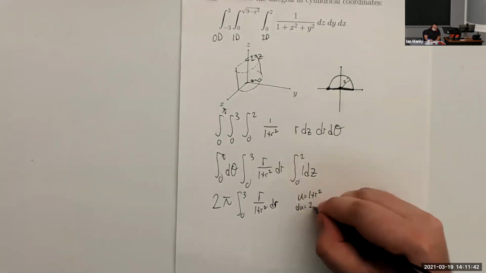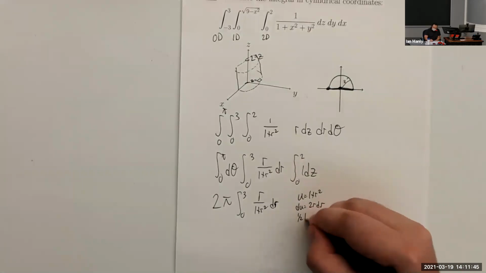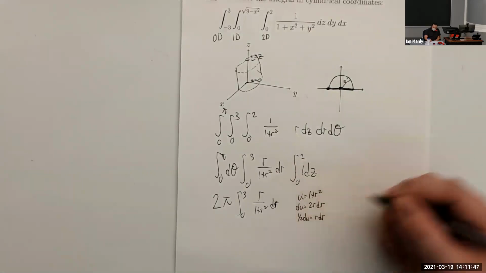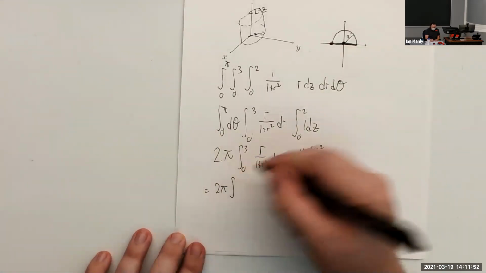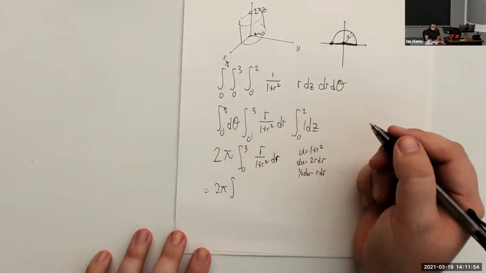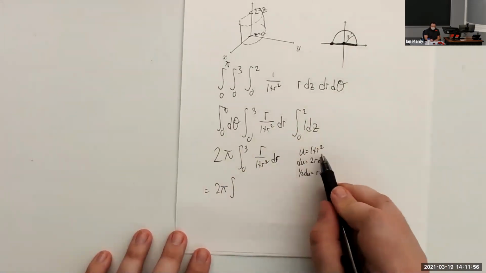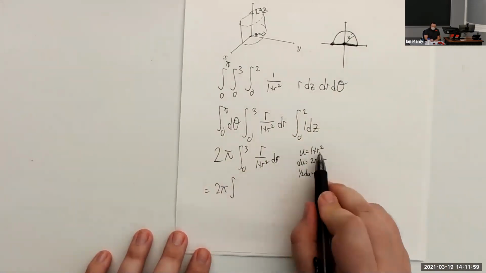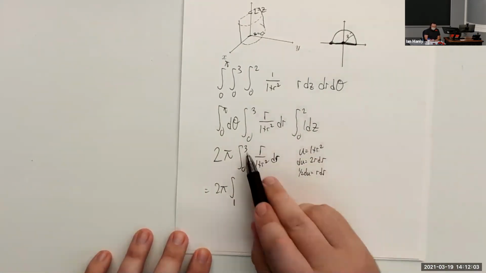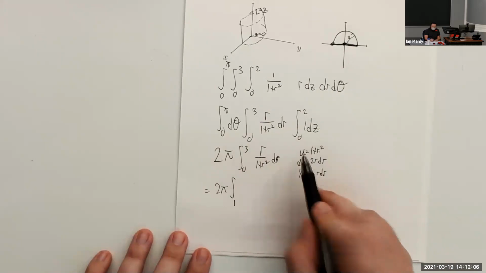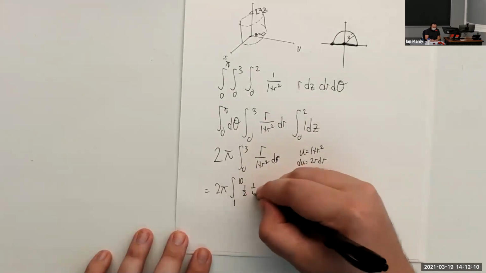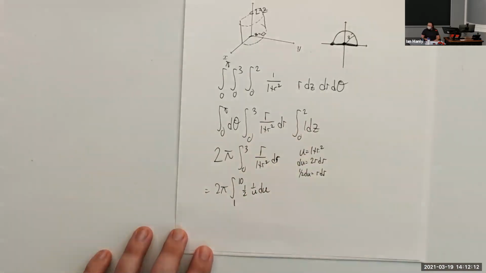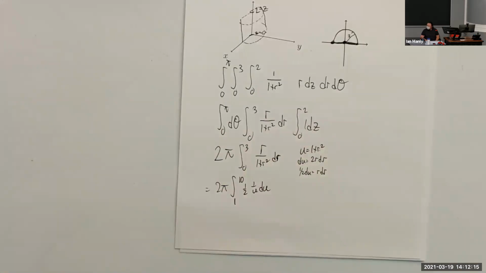So du will be 2r dr. So 1/2 du will be r dr. All right. So we have the 2 pi times the integral. Now I'm going to change my bounds here to save time. So I'm going to plug 0 in here for r, and I get 1. Then I'm going to plug 3 in here for r and get 10. And then I have 1/2 times 1 over u du right here.